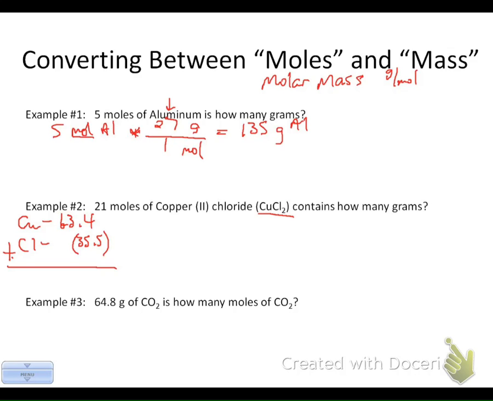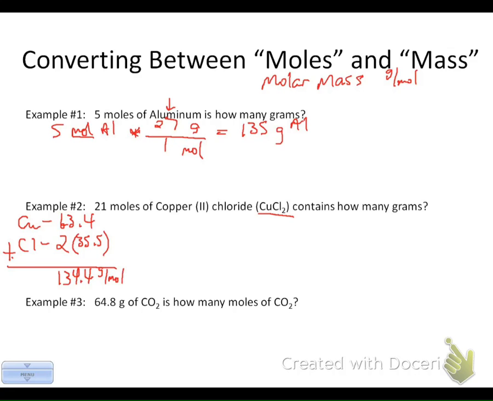So for copper 2 chloride, we go to the periodic table and we look up the molar mass for copper. It's 63.4, rounded to the tenths place. And for chlorine, it's 35.5. Now for chlorine, there are 2 atoms in the formula, so we'll multiply that by 2. And we will get the total sum to be 134.4 grams per mole. And we'll use that number in our conversion factor.